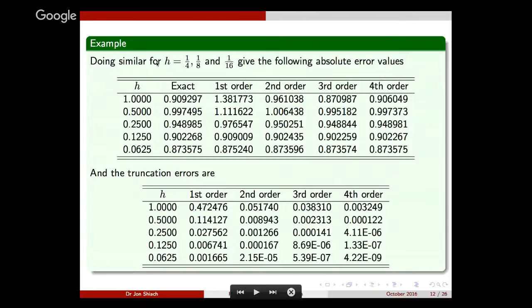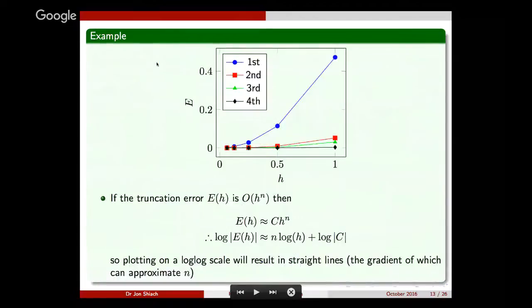As you decrease h, you'll notice the error also decreases. Because we've got different values of h, we can approximate what the order of our method was. Let's say I only had that and I didn't know whether they were first, second, third, or fourth order. I can approximate the order of the error here. To do that, we can graph it.